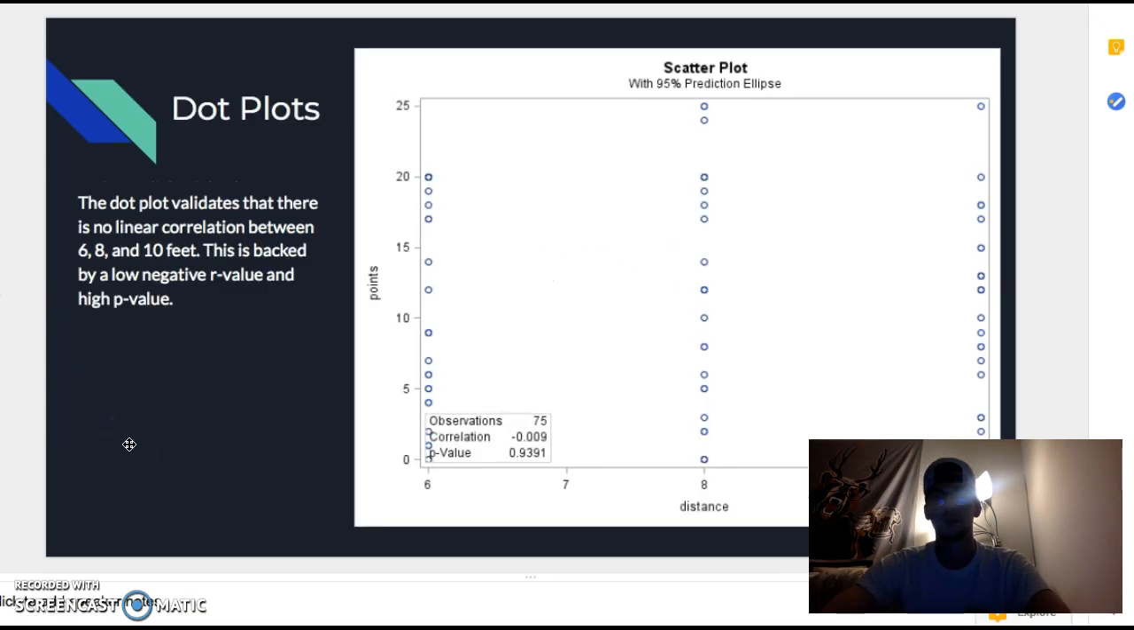Moving on, you go to the dot plot. Basically, this validates what we were looking at earlier with the fact that there is no linear correlation between 6, 8, and 10 feet. When you have a p-value as high as ours and a very small negative correlation value, then it validates there's no linear correlation. So, yeah.